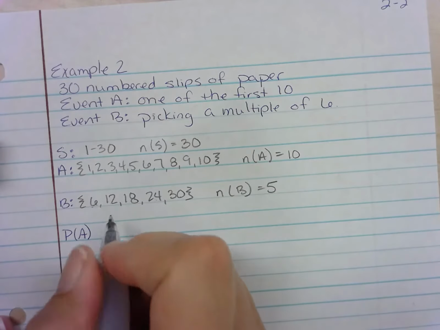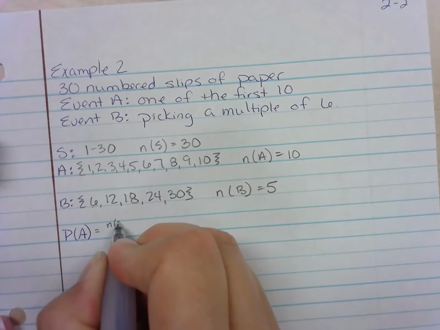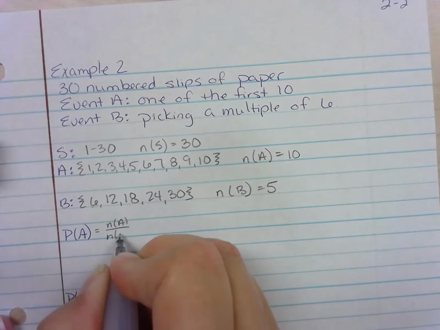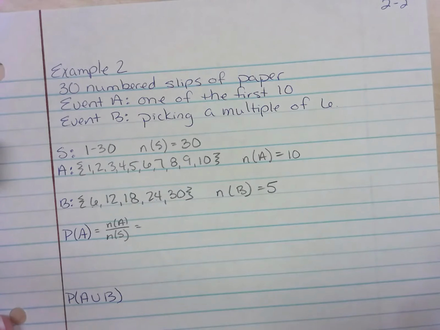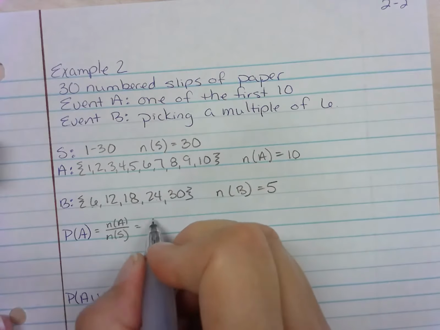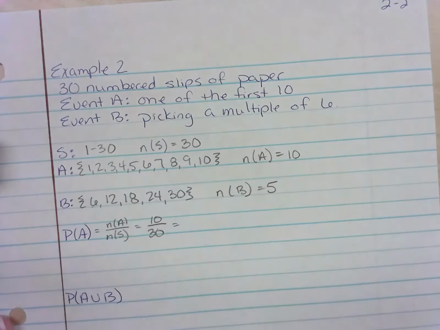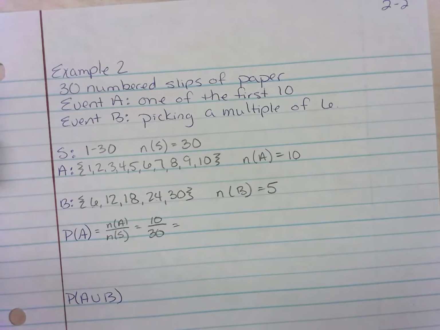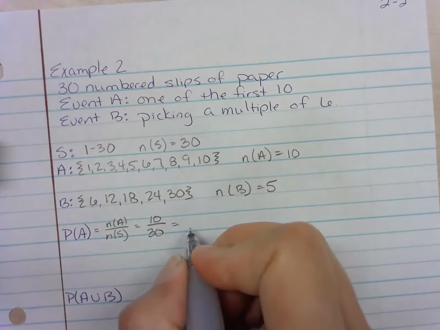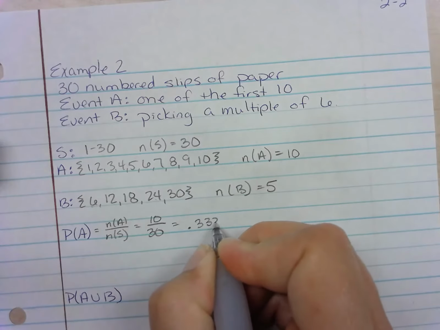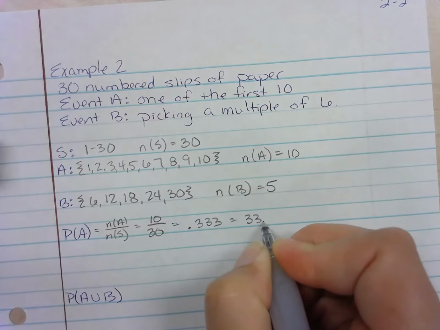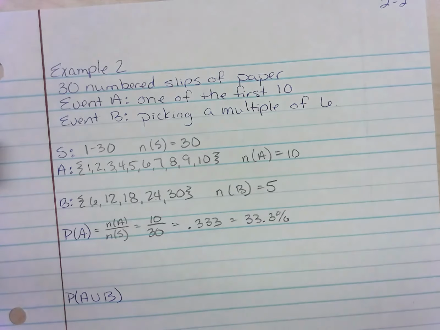So when we do the probability of event A, we say the number of elements in event A over the number of elements in the sample space. Well, we know that there are 10 elements here. There are 30 elements in the sample space. You can reduce the fraction if you want to. I just go ahead and divide it out like I see it. And that's 0.333, which is 33.3%.